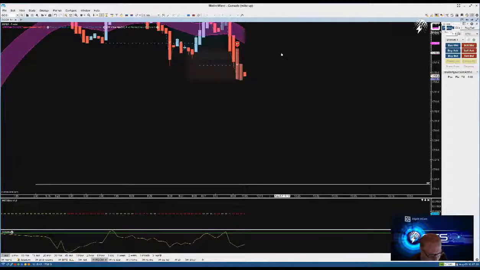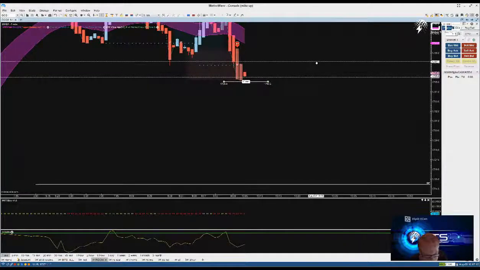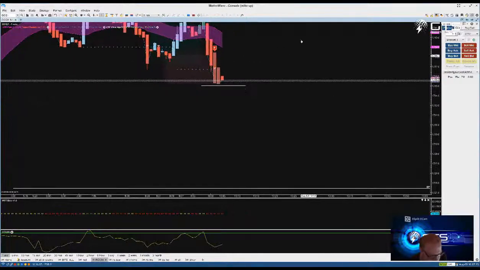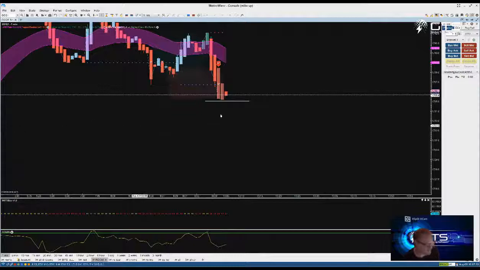So 1735 will be the entry on it. I could go one tick up and just pretty much right there. So around the 1735, that would be my entry on this one here. If gold will fall, silver's trading sideways now.